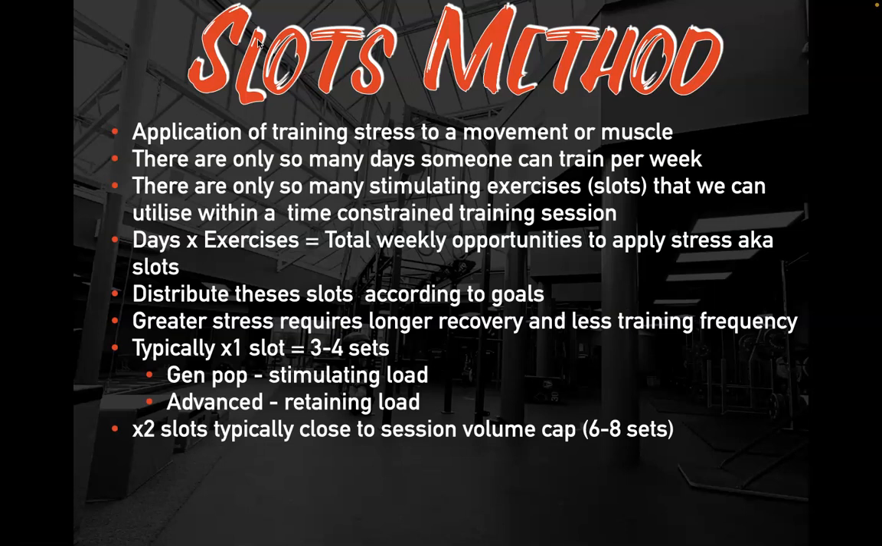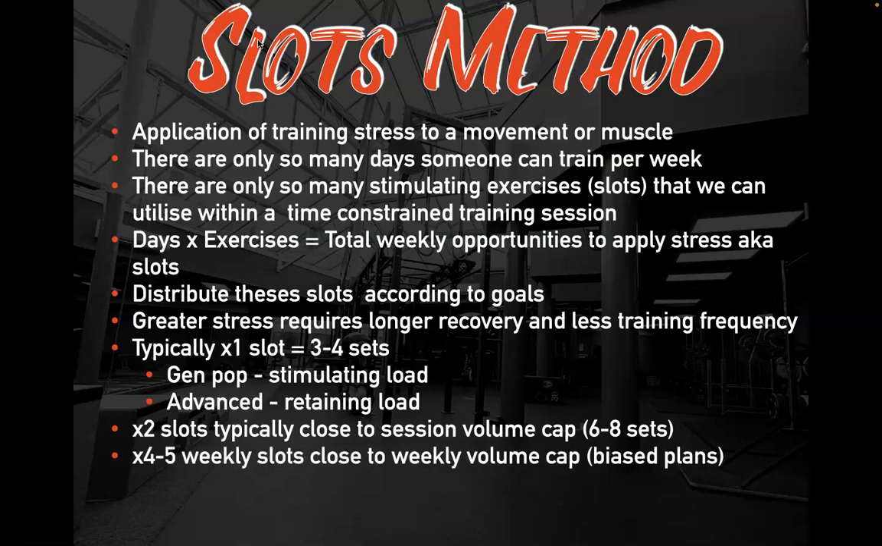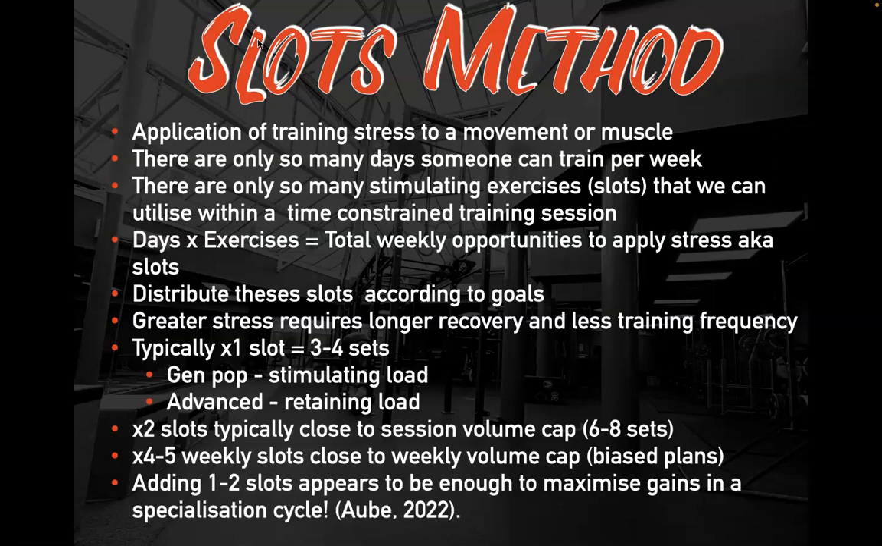If I have 2 slots for the same muscle group or movement within the same session, then I'm getting pretty close to our session volume cap. We know there's only so much volume or hard sets that we can do in one session before it becomes unproductive. And so if I see at least 2 exercise slots on maybe 2 days of the week for a certain muscle group, I know that I'm getting pretty close to it. So 4 or 5 total weekly slots is getting very, very close to the maximum number of sets that we'd want to see in a bias plan, as we looked at with Jade's program and in the Orb study where we looked at a specialization phase.